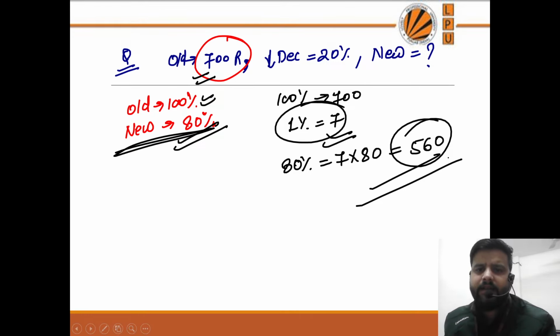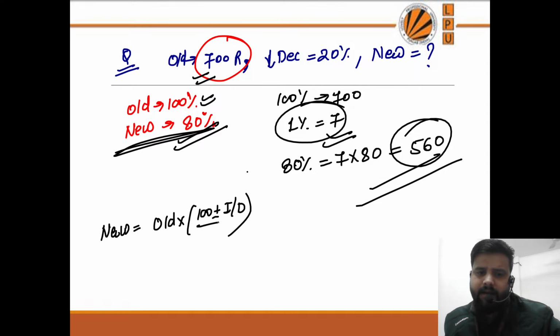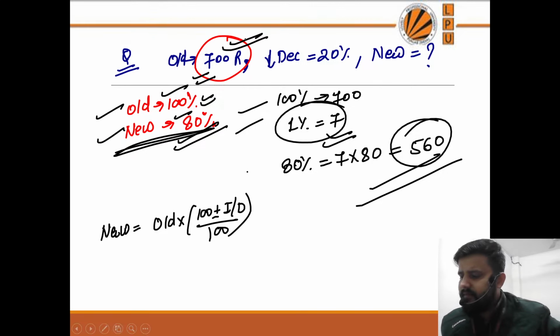Got it or not? Tell me the answer in the comment. So the first method was the direct one, which was: new value is equal to old multiplied by 100 plus or minus the increase or decrease, divided by 100. And the second is the unitary method. You can start with the old value by taking 100, apply the increase or decrease, then you will arrive at the new value and compare with the value which is given in the question.